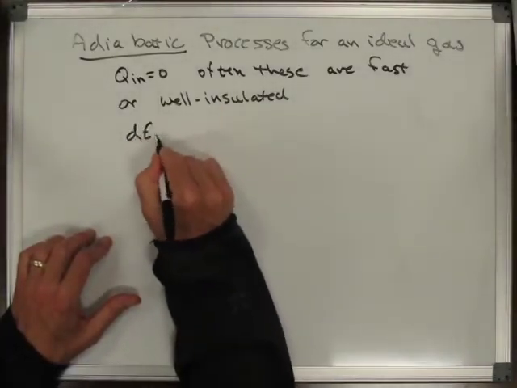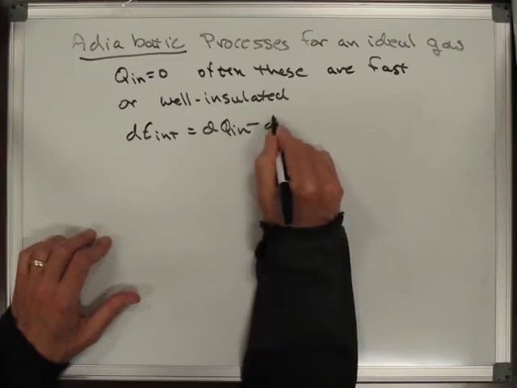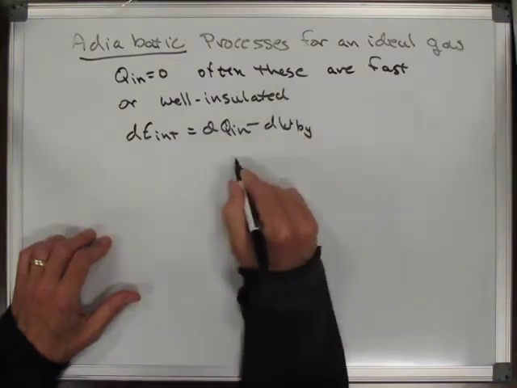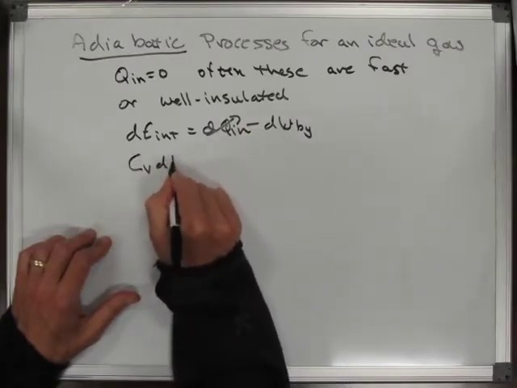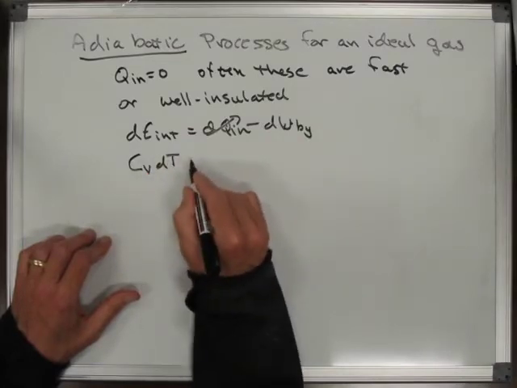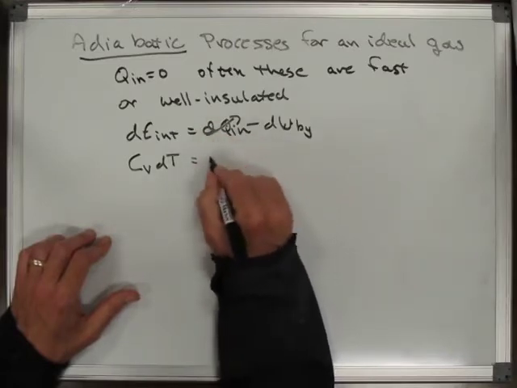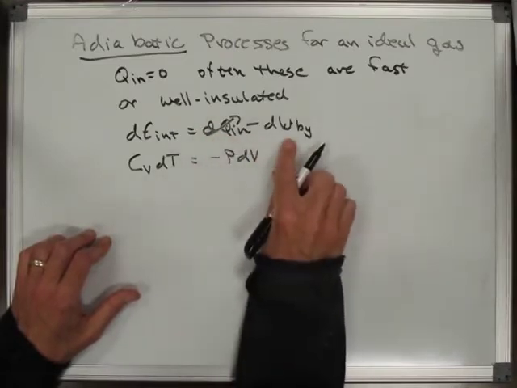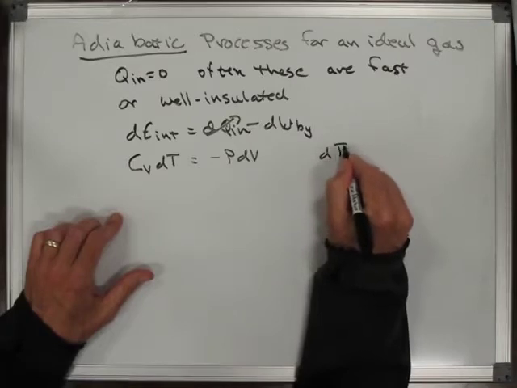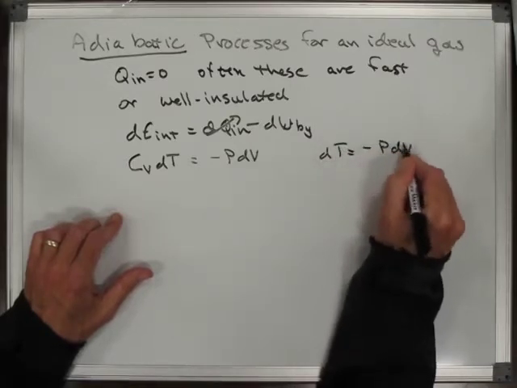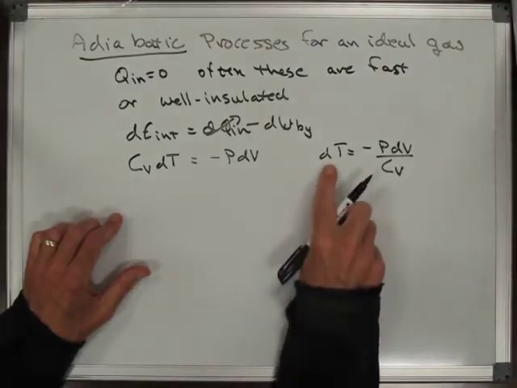If we go back to dE internal is equal to dQn minus d work by, then this guy is 0 because the Qn is 0, and so we get CV dT. Remember, because any process, dE internal is CV dT. And so the work by, that's just minus P dV. That's the work, right? And so we can write this as an equation for dT. We can say dT is equal to minus P dV over the heat capacity at constant volume.